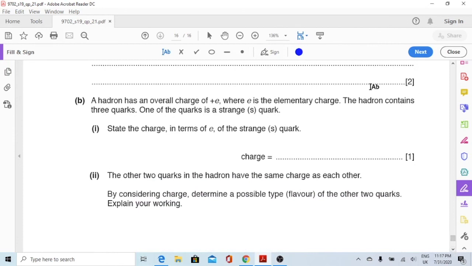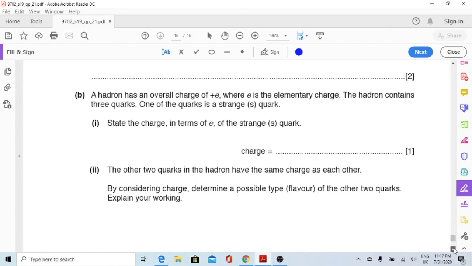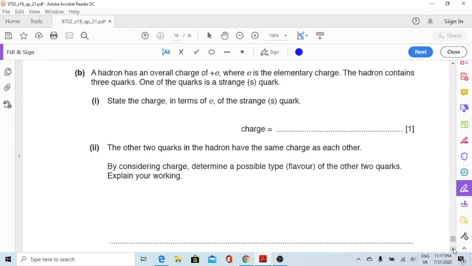First, look for the marks which are allocated to each question, and then according to that you have to mention the points. Part B. A hadron has an overall charge of plus E, where E is the elementary charge. The hadron contains 3 quarks. One of the quarks is a strange quark. Part 1. State the charge in terms of E of the strange quark.